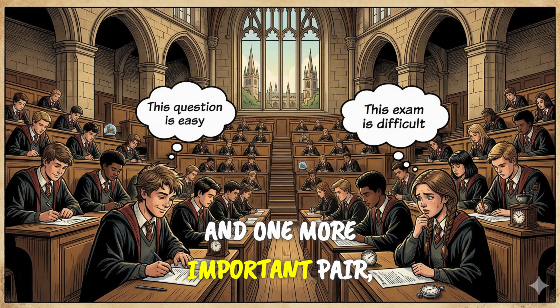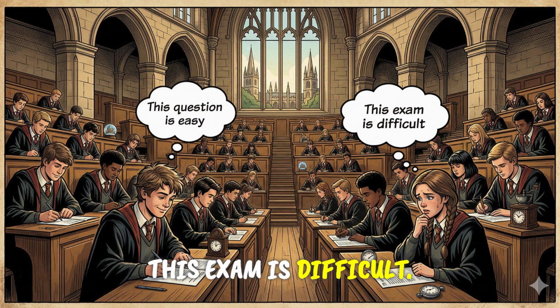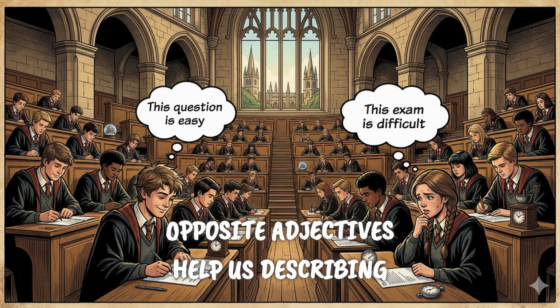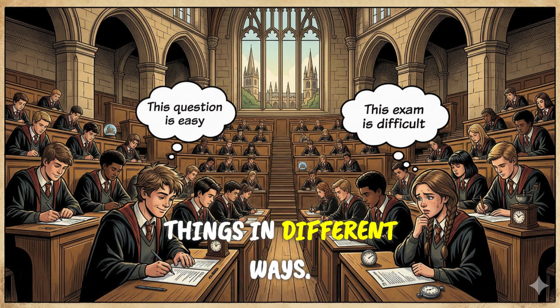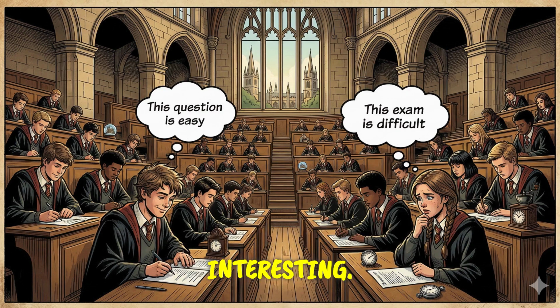And one more important pair: easy and difficult. If something is easy, it is not hard. If something is difficult, it is hard. For example, this question is easy. This exam is difficult. As you can see, opposite adjectives help us describe things in different ways. They make our English more clear and more interesting.